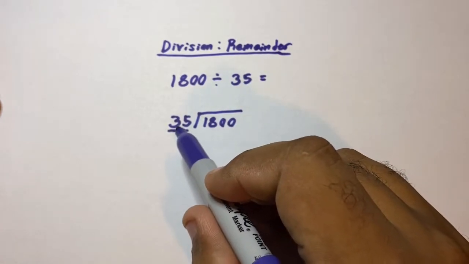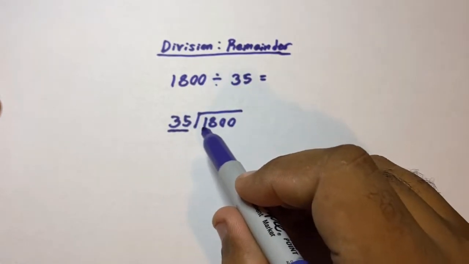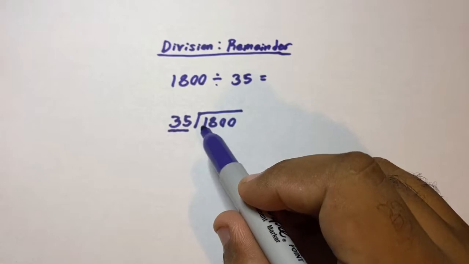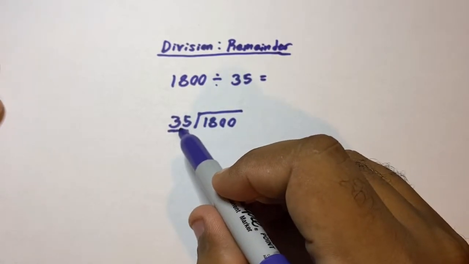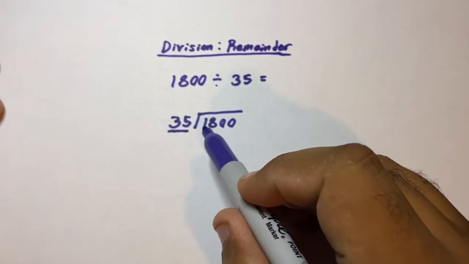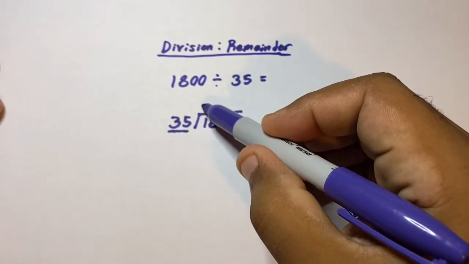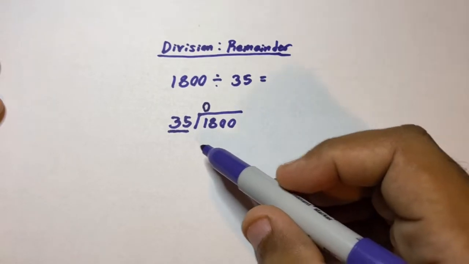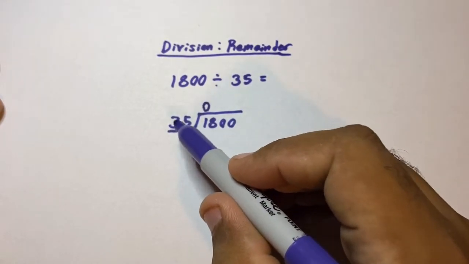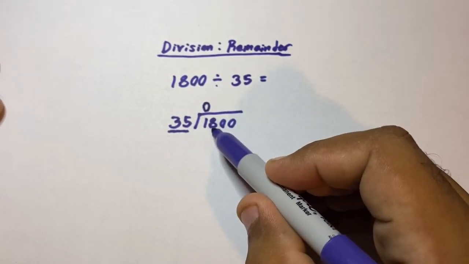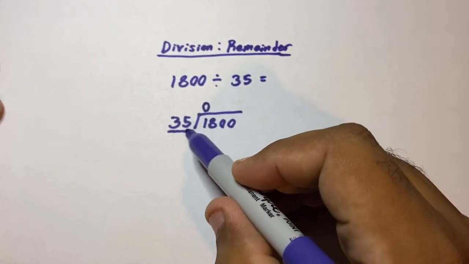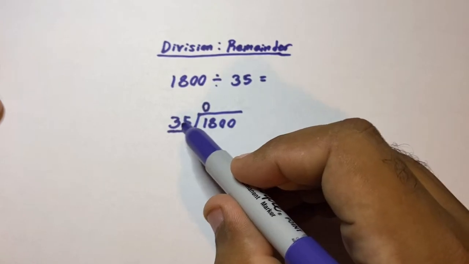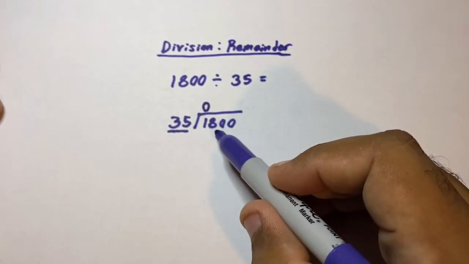And when it comes to 1800, we're going to go one digit at a time. Okay, so we'll start with 35 going inside 1. The number 1 is smaller than 35. So we know 35 cannot fit in number 1. So we'll put a 0 above the 1. The next thing is, can 35 fit inside 18? So the 1 and the 8 together. 18 is smaller than 35, so we know that 35 cannot fit inside 18.